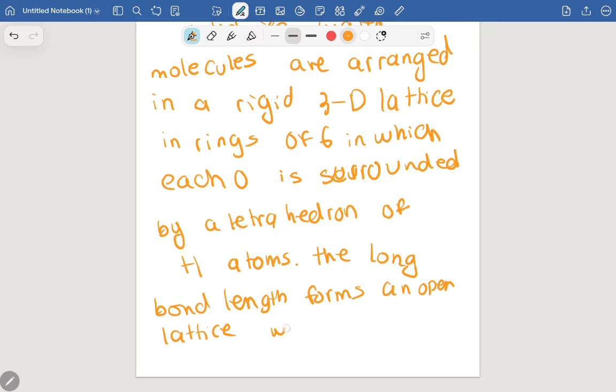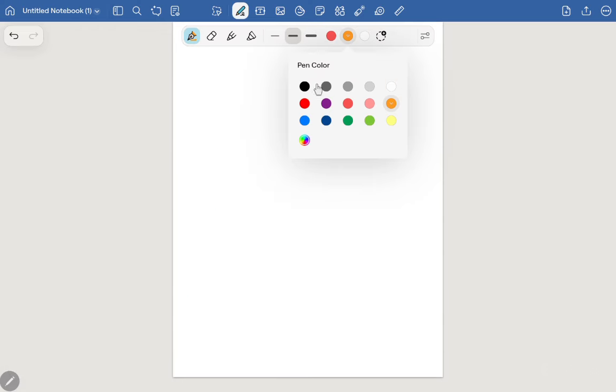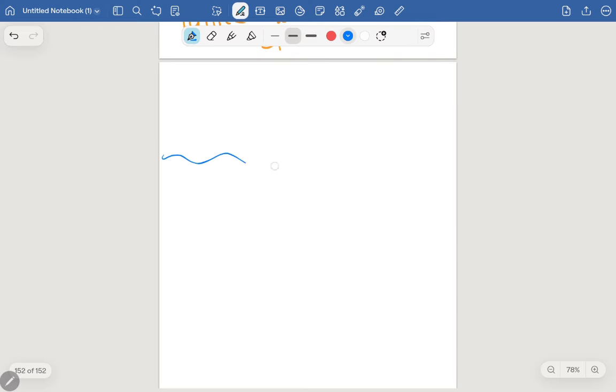So I think I need another page to actually draw what's happening. So we will have water, right? This is the water over here. And then we will have the structure of the ice, which is like this.